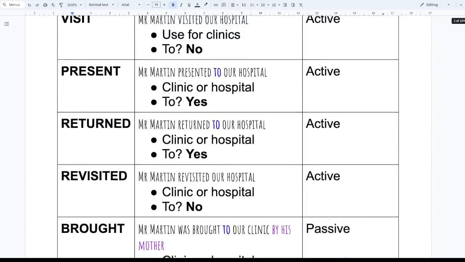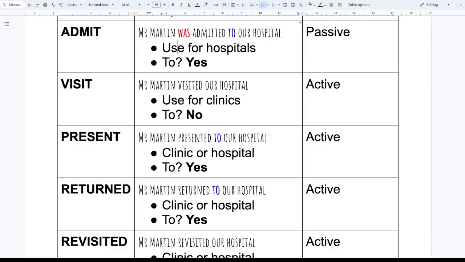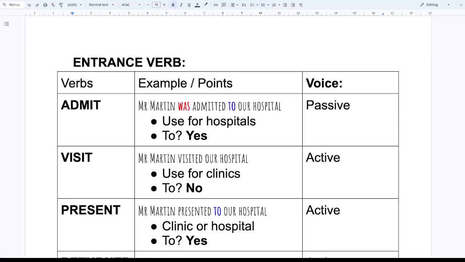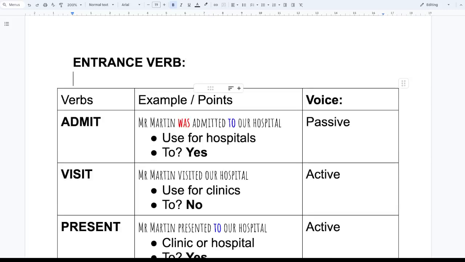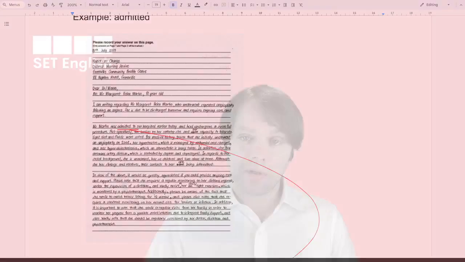So what that means, Shani, is you're going to say probably by his mother, if that's for a child, or you could say by his son. Okay, so guys, that's it for today. I just wanted to show you these verbs, actually a lot of verbs here. These verbs are entrance verbs. We use them in our letters to talk about going inside a hospital, a clinic, a facility, care home.